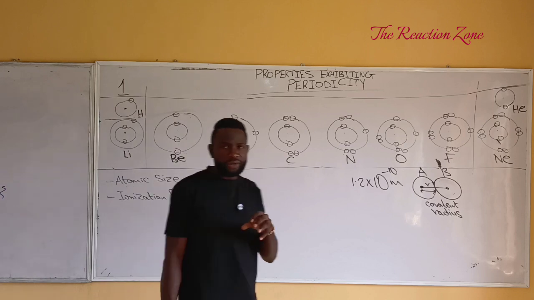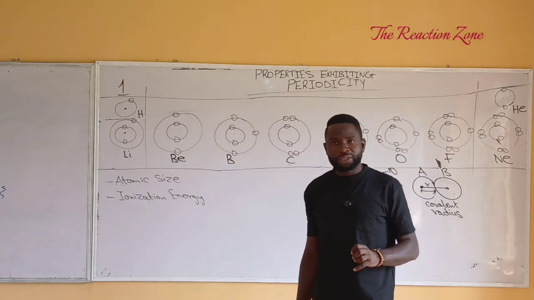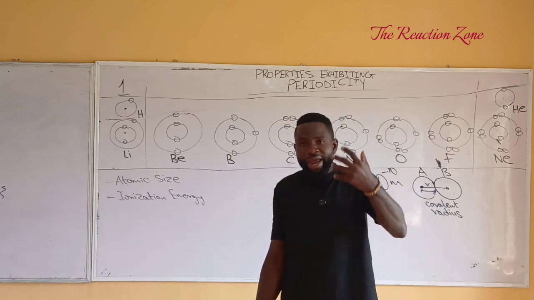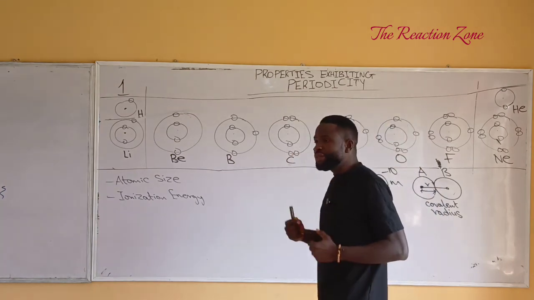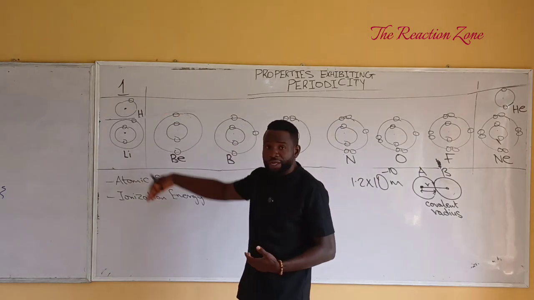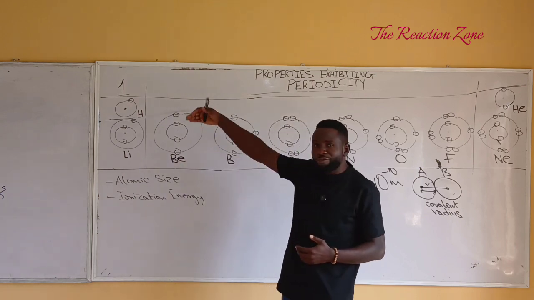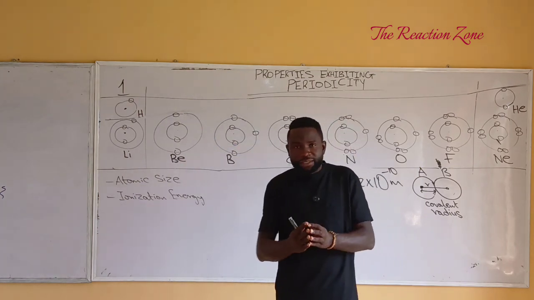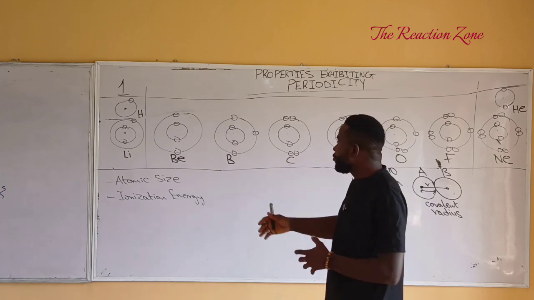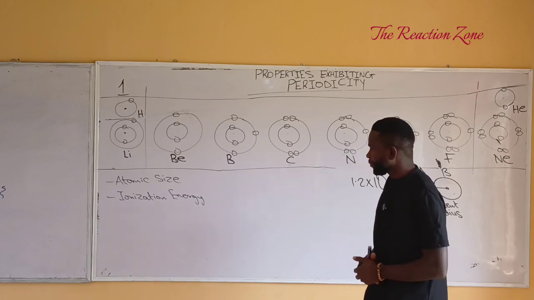Now, as you move down a group, nuclear charge increases, but the effect of the nuclear charge is outweighed by the increasing number of electron shells as you move down a group. So, the increasing number of electron shells as you move down a group outweighs the effect of the nuclear charge. And that is why as you move down a group, atomic size increases.